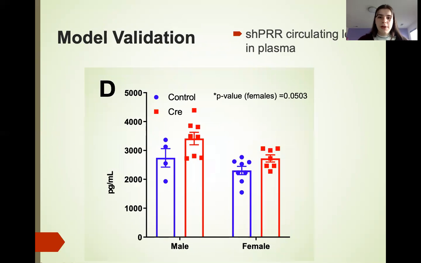And then my final model validation was just to test if sHPRR did go into the circulation. And in this case, it wasn't a significant increase statistically, but it did increase in males and females, signifying that sHPRR does contribute to the circulation.